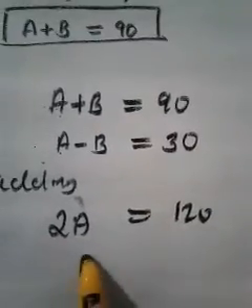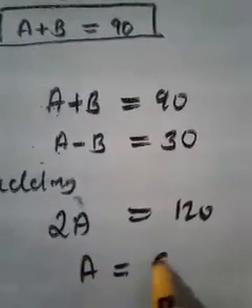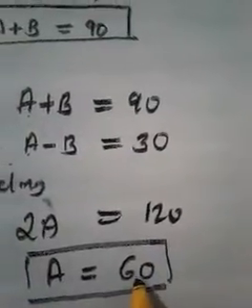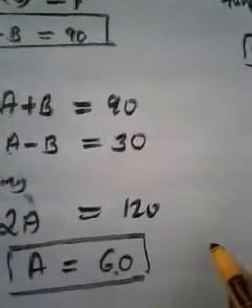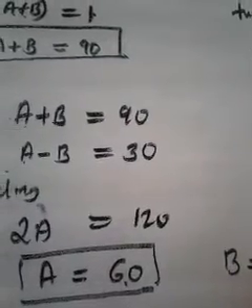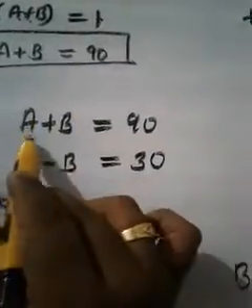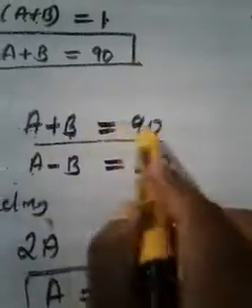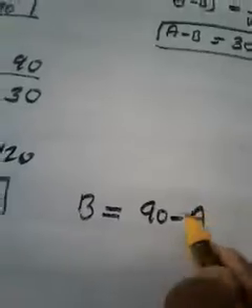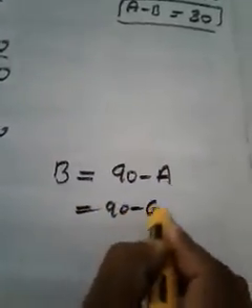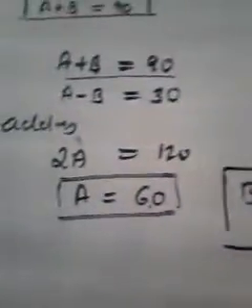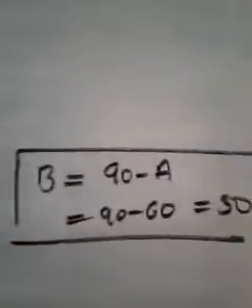Then what will be a? 120 by 2, that is 60. We got the value of a as 60. If you substitute this value in any one of the equations, we will get the value of b. Can anyone tell me what it is? From this equation, b is nothing but 90 minus a, isn't it? That means 90 minus 60, that is nothing but 30. So we got the value of b as 30 and a as 60.